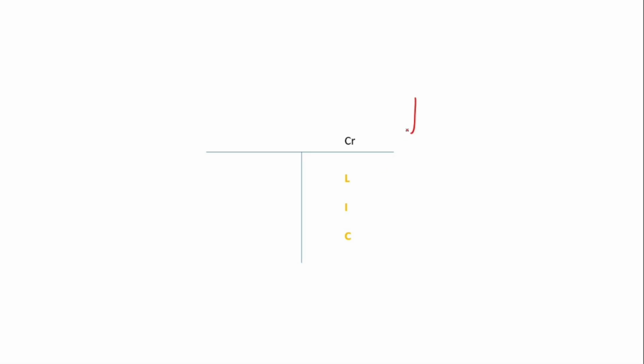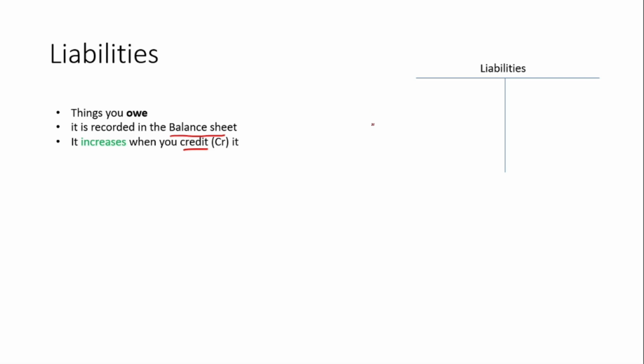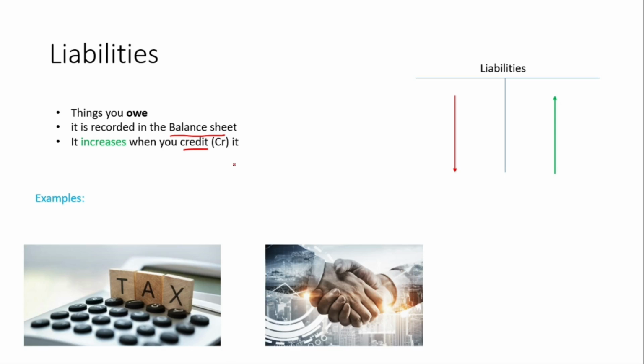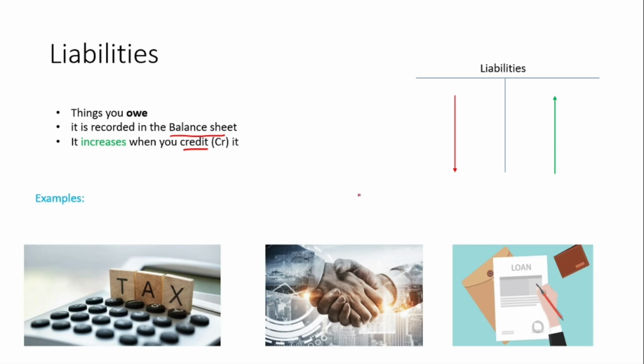Moving on to the right side for credit, we're going to look at the letter L. L stands for liabilities. They are things you owe. They are recorded in the balance sheet and it increases when you credit it. So let's have an account for liabilities. By increasing it, you credit it, and by decreasing it, you debit it. Examples of liabilities can be taxes you have to pay, buying stuff from suppliers, and borrowing loans.